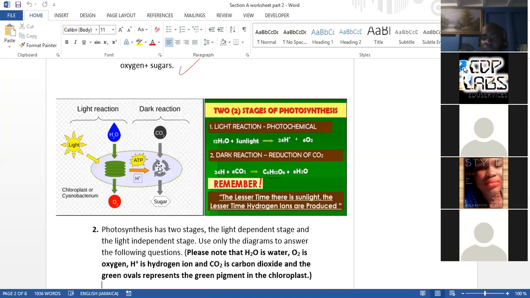Osmosis. No, can't be osmosis. What is osmosis? Diffusion is the answer. What is osmosis, Alia? Movement of water molecules from a region of high concentration to low. Good. So is carbon dioxide a water molecule? Oh no. You see, that is it.